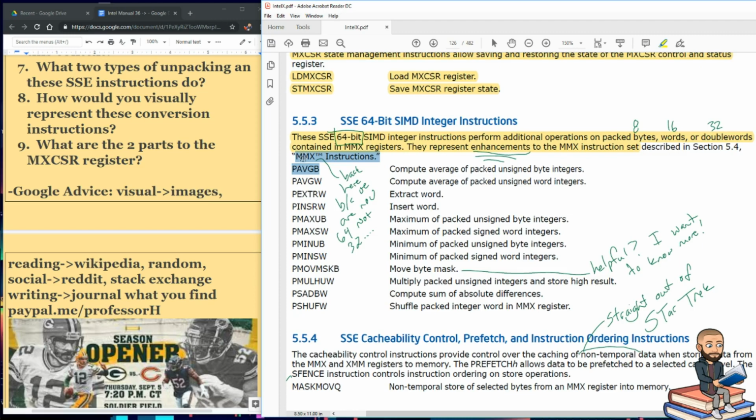Okay, but I need to focus. So the instruction PAVGB, as in Green Bay Packers, just kidding. But the PAVGB instruction is all about computing the average of packed unsigned integers. And I just have no idea what's going on with this mnemonic. P for packed, I assume. A and V for average. Oh, and the G. Never mind. So P for packed, AVG for average, and B for byte integers without the I.